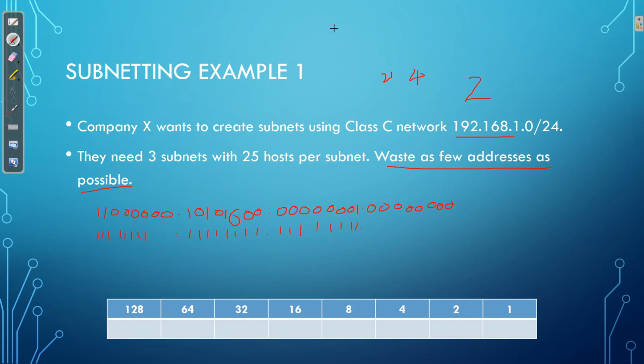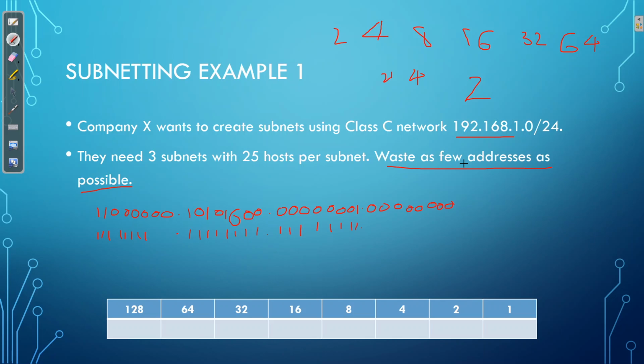So again, we go through 2 to the power of 1 is 2. 2 to the power of 2 is 4, 2 to the power of 3 is 8, 2 to the power of 4 is 16, 2 to the power of 5 is 32, 2 to the power of 6, that's going to be 64. So let me just make sure I calculate that right. Okay, yeah, so that makes sense. So 2 to the power of 1, 2, 3, 4, 5, 6. Okay, so we got 6 host bits left.